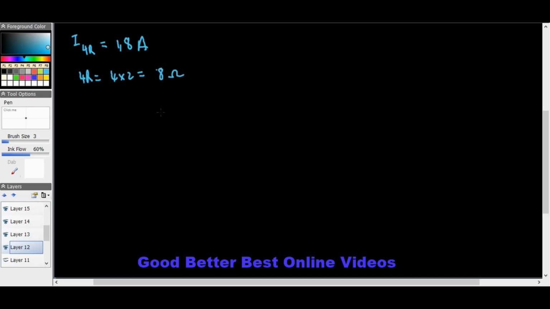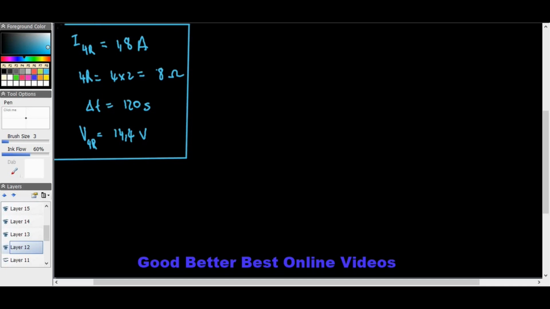We also know the time, delta t, is 2 minutes, which is 120 seconds. We also know the voltage across the 4R resistor is about 14.4 volts. So we know that as well, if you want to use that as an option. Okay, so we've got multiple options here. Let's just cordon this off quickly. I'm going to use one power formula, and then I'll use another two as well, or maybe just another one, depending on how I feel.